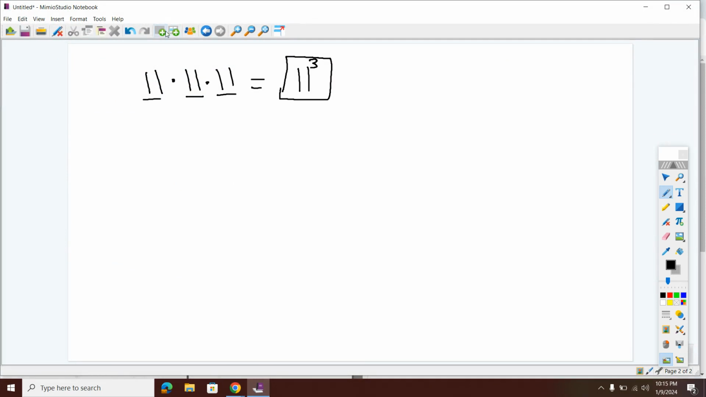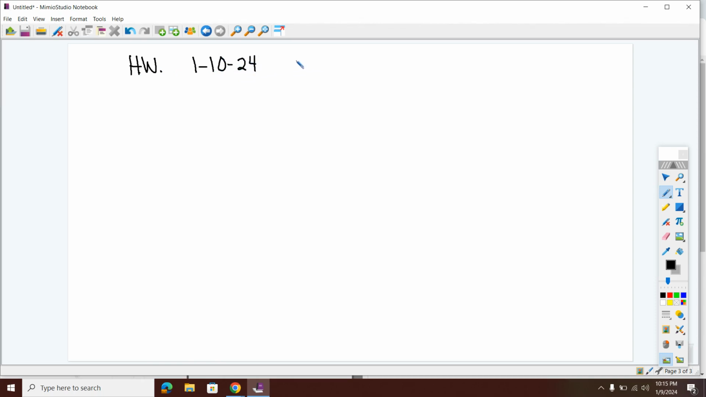So let me get a new page here. We're going to label this. This will be HW 1, 10, 24, okay? And we're working with the order of operations. That's what you need to put in your homework journal.